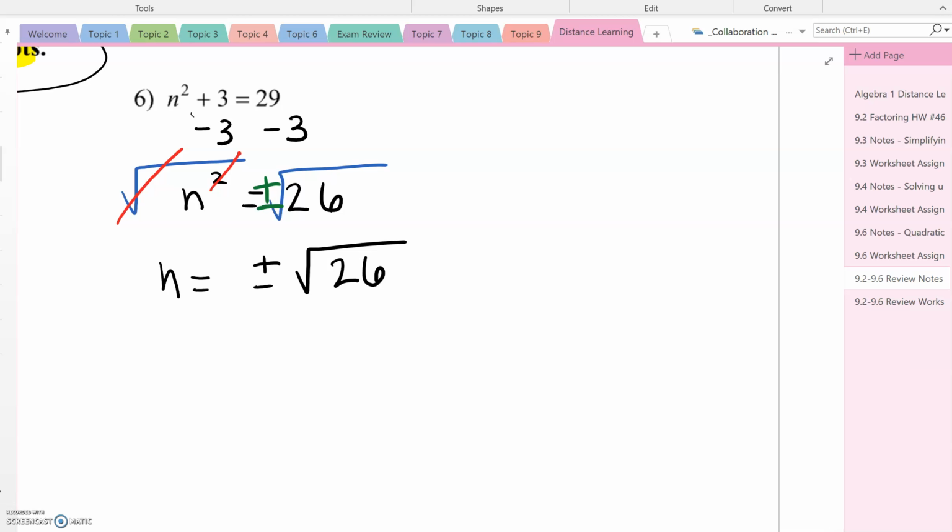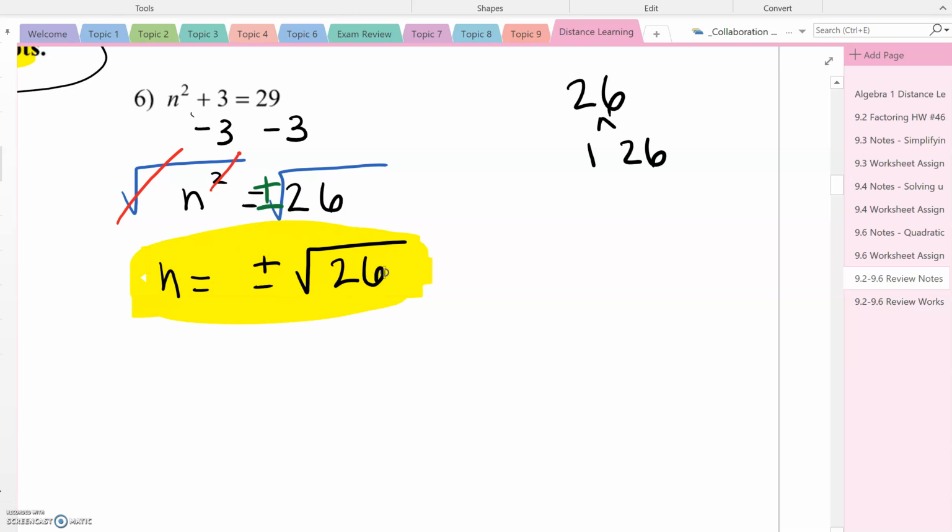Now we want to think, are there any perfect squares that go into the number 26? So I can think of 1 times 26. 2 times 13 makes 26, but none of those are perfect squares. And 4 is our next smallest perfect square. 26 is not evenly divisible by 4. You also can't divide it by 9. You also can't divide it by 16. So there is nothing we can do to simplify the radical.